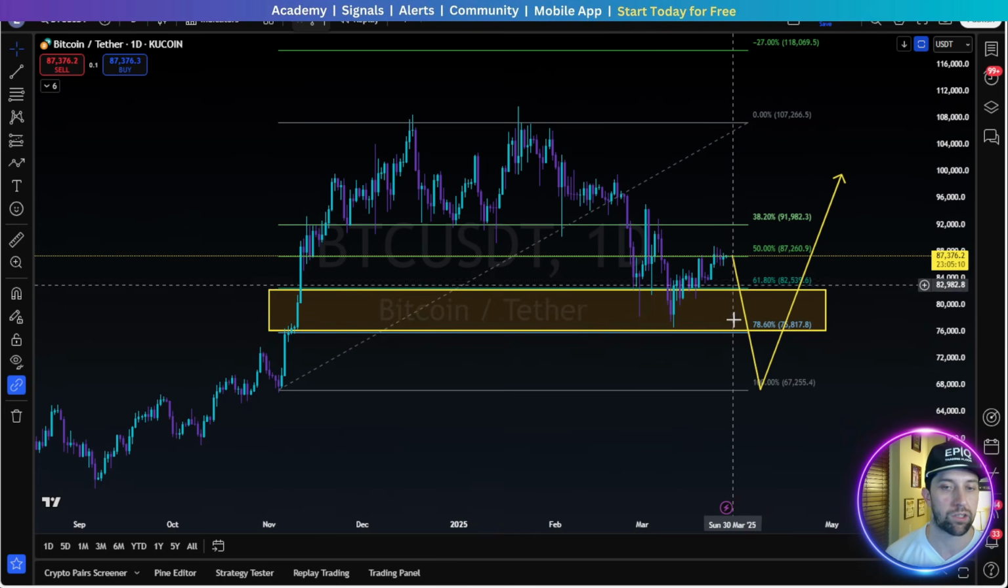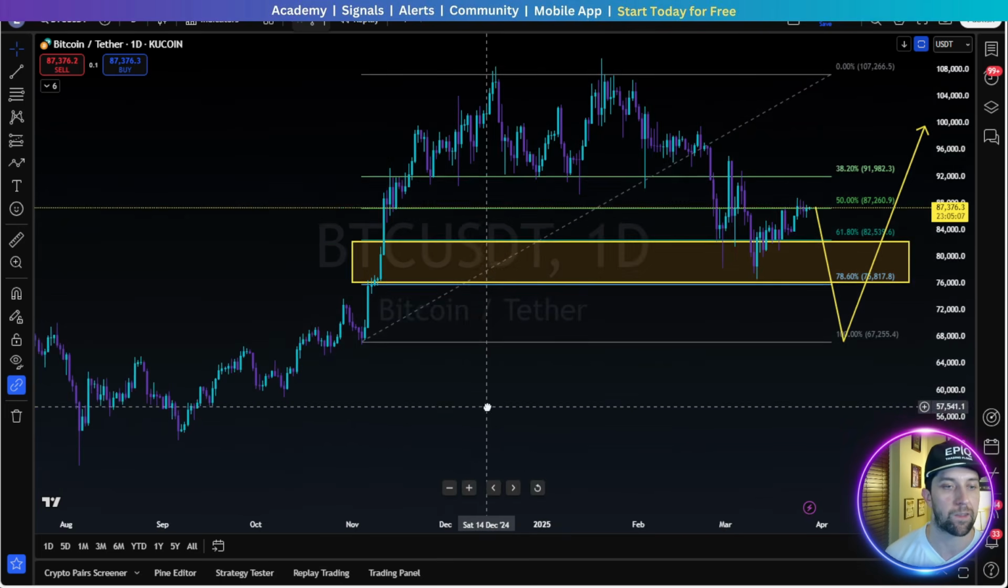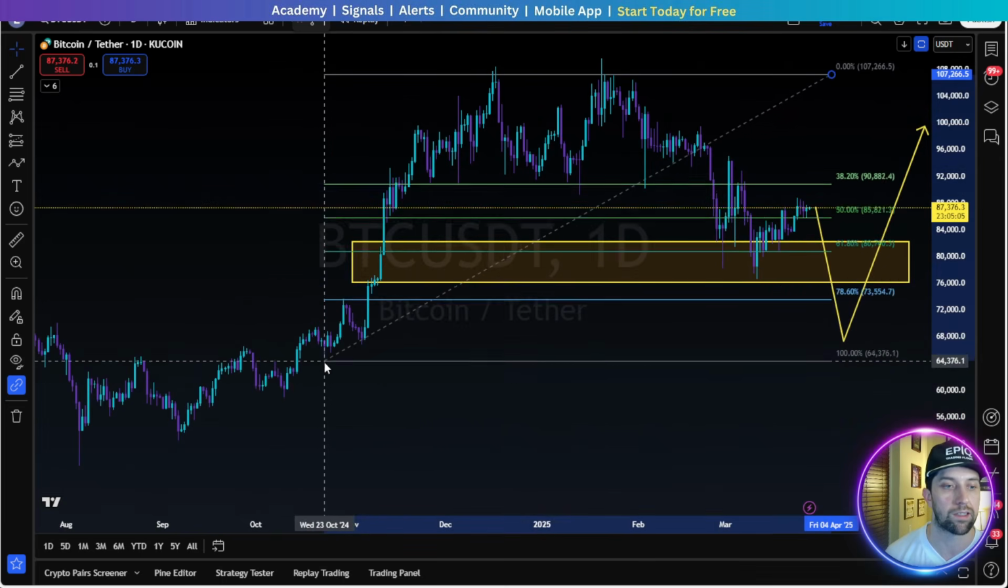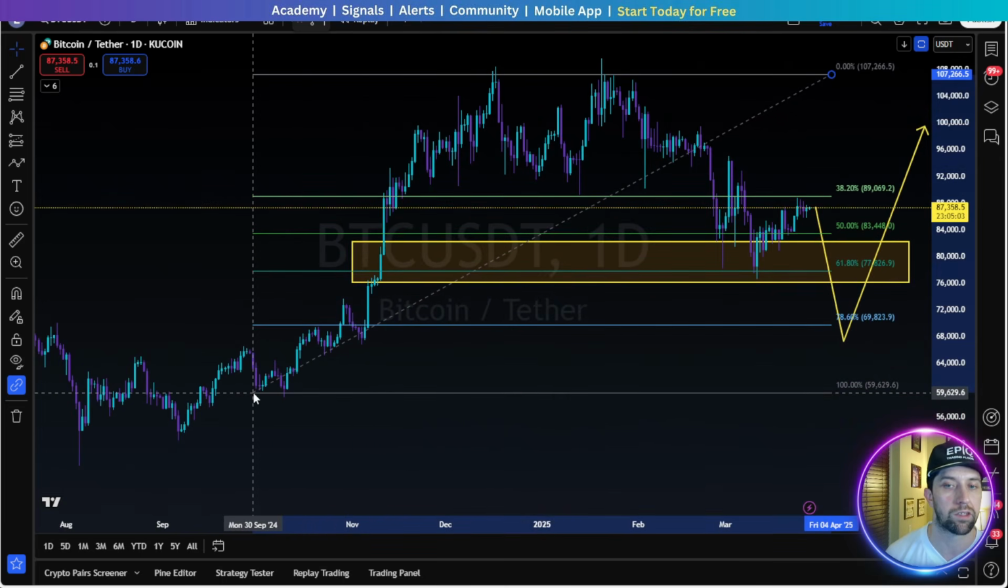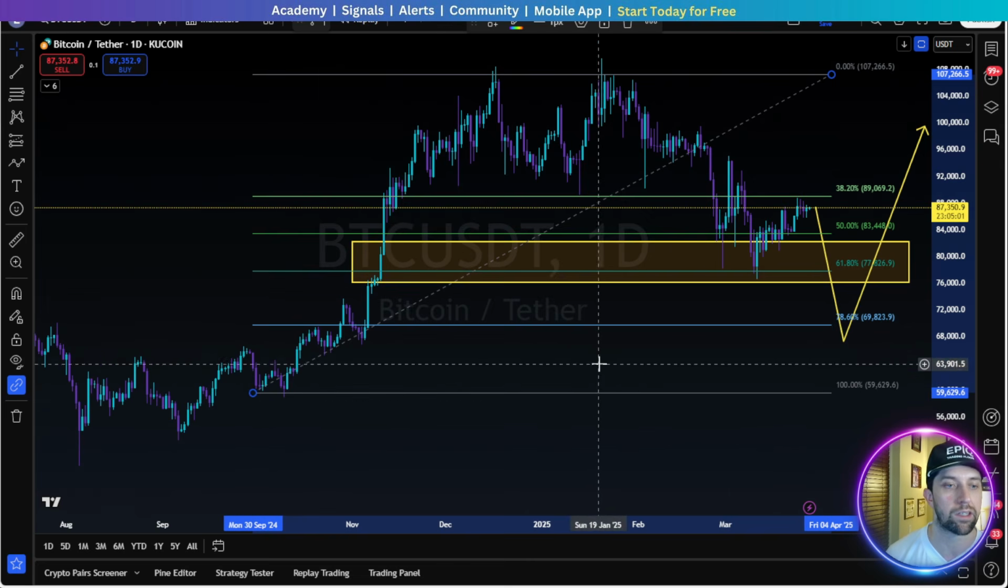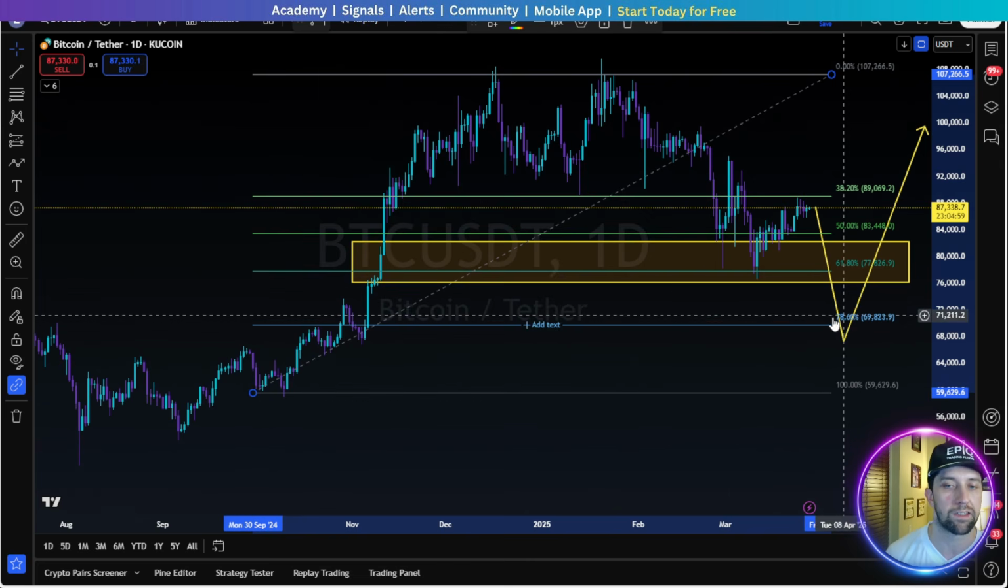Because if price wants to come down and test this double bottom at 67,000, then what I can do is slide this Fibonacci level down to the next lows. And when I slide that down to the next lows, you can see that the 7860 is going to be right in this zone.